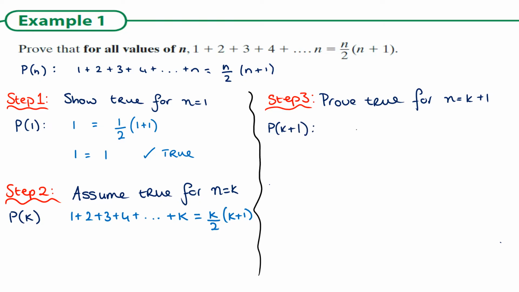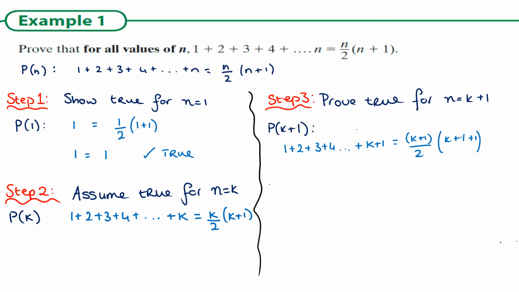So what we get is 1 plus 2 plus 3 plus 4, this time all the way up to k plus 1. And that should be equal to k plus 1 over 2, k plus 1 plus 1. So the trick in all these induction questions, and especially the series ones, is using step 2 to prove step 3. So we know step 2 is true.